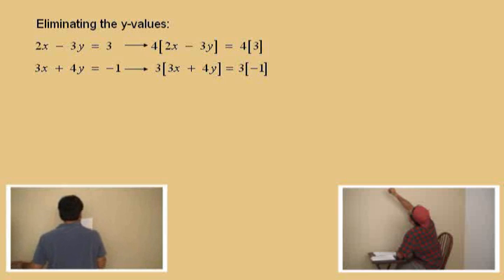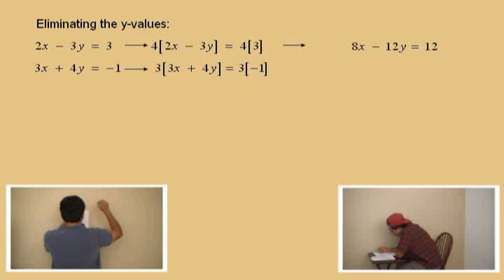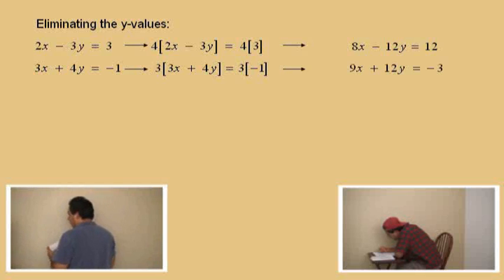Now we do our distributive property. What do we get for the top equation, Charlie? 8x - 12y = 12. Very nice. 8x - 12y = 12. And the bottom equation becomes what? 9x + 12y = -3. Very nice, Charlie. There you go.